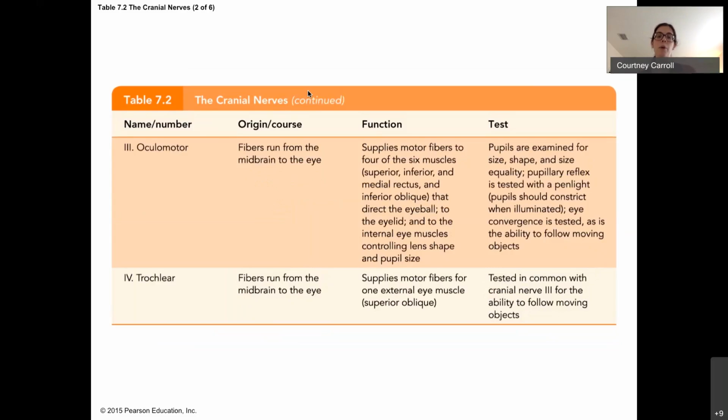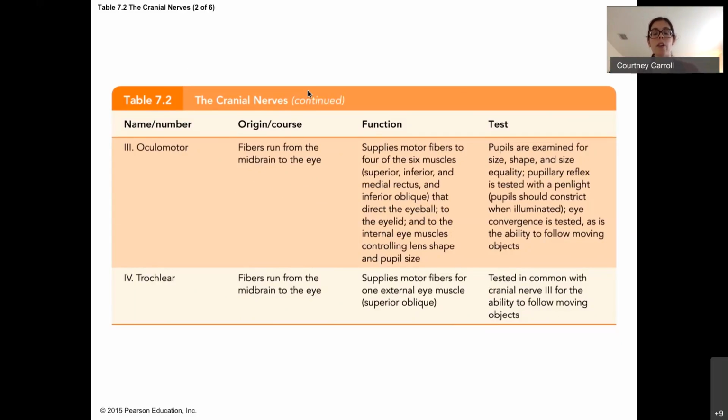3 is oculomotor. These run from your midbrain to your eye. And these allow you to move your eye. So they are responsible for 4 out of the 6 muscles that allow you to move your eye. Moving your eye is actually pretty complicated. There are all sorts of small muscles that I didn't make you know that help you move your eye in different directions. And so cranial nerve 3 is responsible for innervating 4 out of the 6 muscles that move your eye.